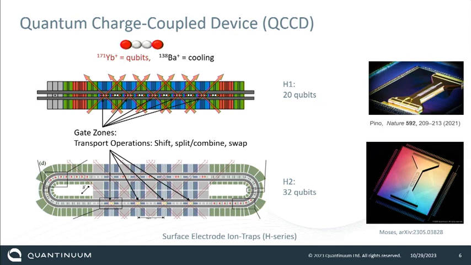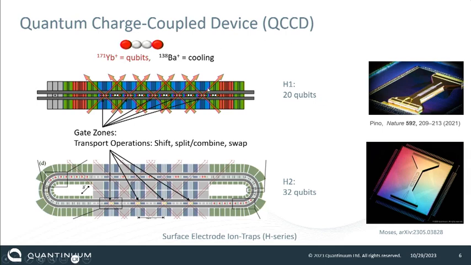We have 3 commercial systems that are built on 2 different styles of traps. These are surface electrode traps. We use ytterbium-171 qubits that have a hyperfine splitting, so they're pretty resilient to magnetic field noise. Each qubit has an accompanying ion of a barium-138 cooling qubit, which helps reduce noise from heating.